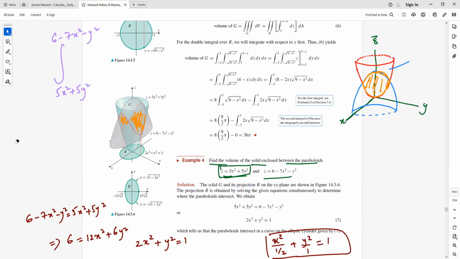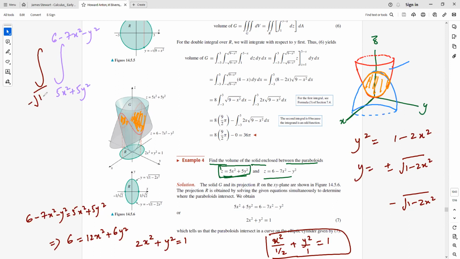Now from here, we can find the limits for y, which will give us y squared equals 1 minus 2x squared, which gives y equals positive or negative square root of 1 minus 2x squared. So the y limit is going from negative square root of 1 minus 2x squared to positive square root of 1 minus 2x squared. So we can write it in this way.